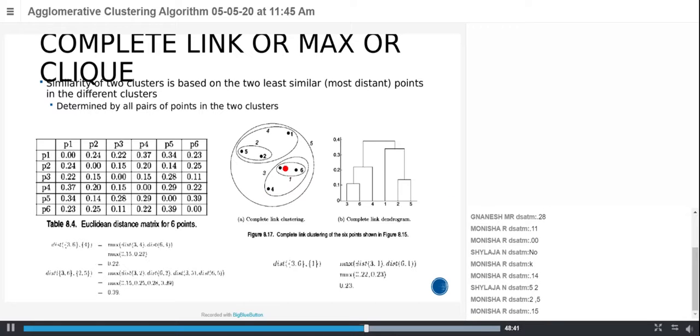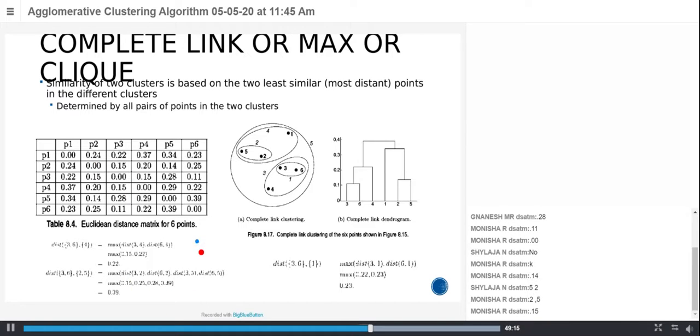Now like that we will calculate the distance between these two clusters. So how do we calculate the distance between these two clusters? We want to calculate the distance of 3, 6 and 2, 5. The formula is, first we find the distance between these two, next between these two, next between these two, and next between these two. So first, what is the distance between 3 and 2? It is 0.15.